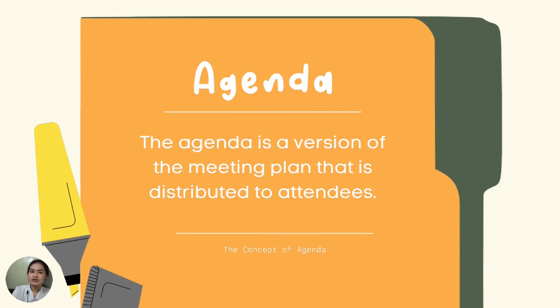So starting off with agenda. Agenda is a version of the meeting plan that is distributed to the attendees. So basically, a meeting agenda is a list of topics, discussion points, action items, and activities that you want to cover during a meeting. And it should include a detailed overview of what should happen during the meeting, who is responsible for each item, and how long each discussion topic or job should take.